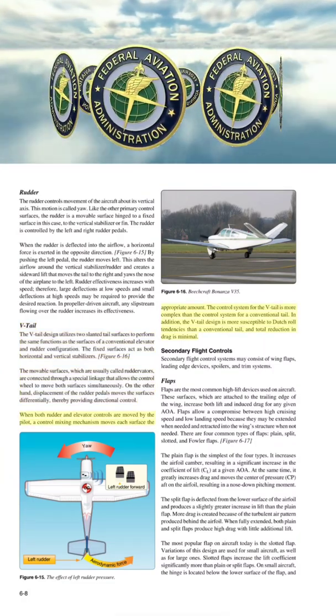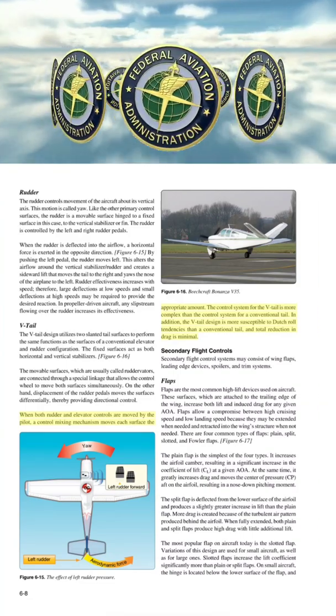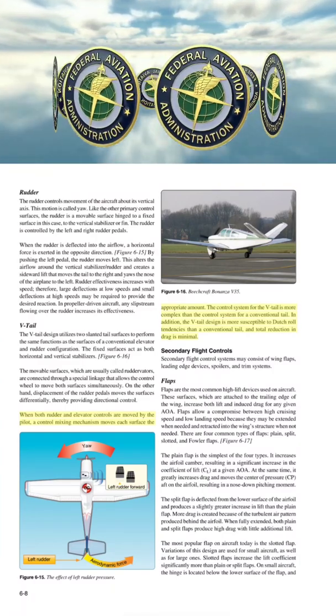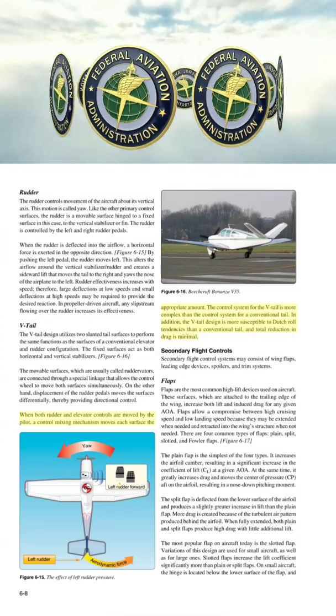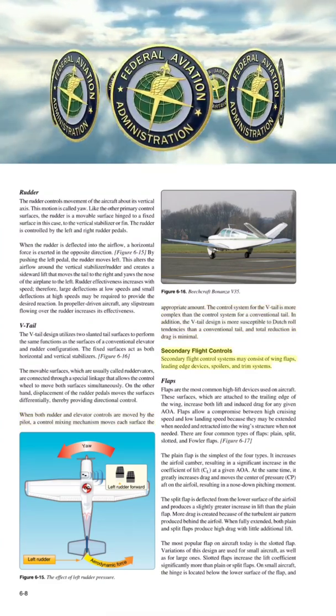When both rudder and elevator controls are moved by the pilot, a control mixing mechanism moves each surface the appropriate amount. The control system for the V-tail is more complex than the control system for a conventional tail. In addition, the V-tail design is more susceptible to Dutch roll tendencies than a conventional tail, and total reduction in drag is minimal. Secondary flight controls.